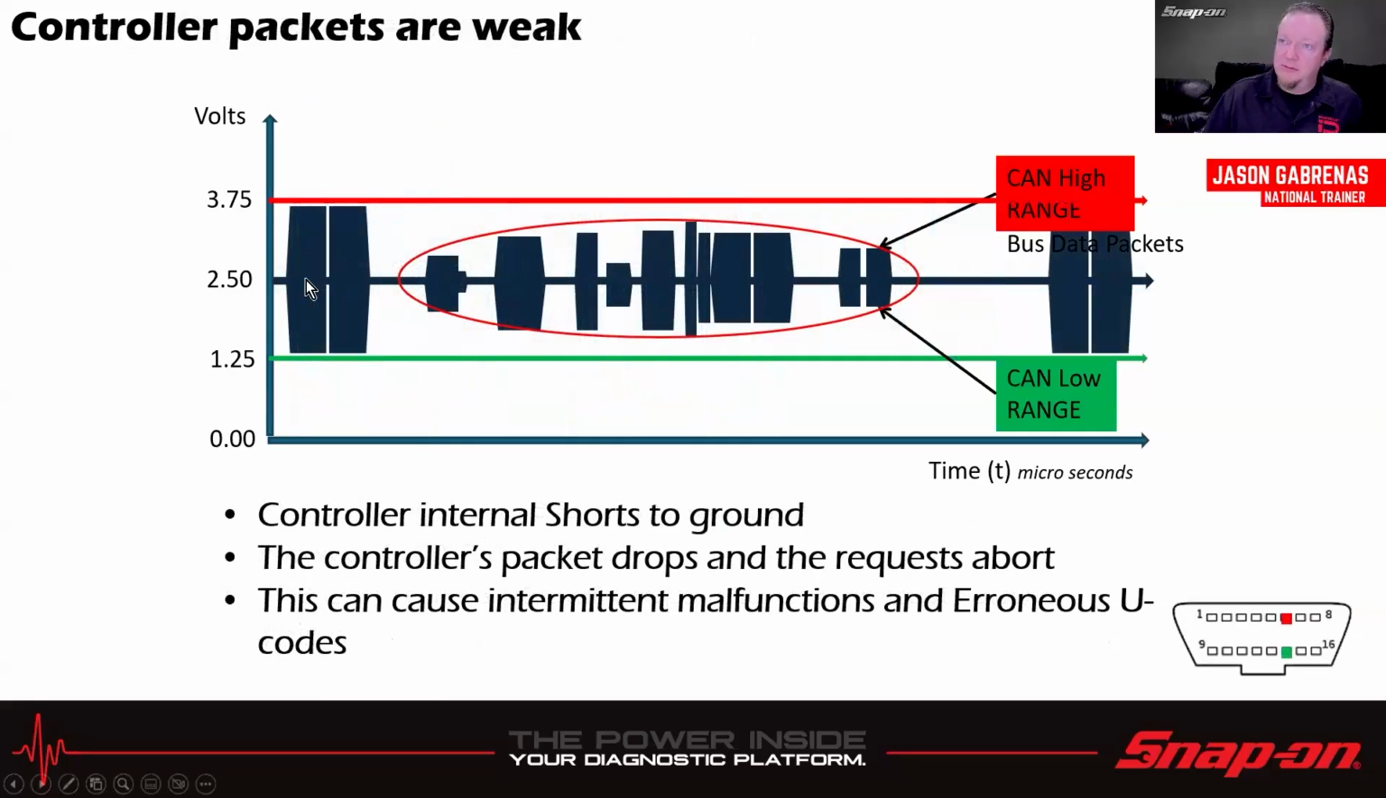This one is weak controller packets. So in this case, internal shorts to ground. It's not powerful enough. And remember how I said if it doesn't reach a certain threshold, it's not going to be considered valid data. So if it doesn't go strong enough and doesn't get up to our thresholds, then we're not going to be communicating. So once again, you could see bad data along with good data. Good data, the modules are good. Bad data, the module's bad.